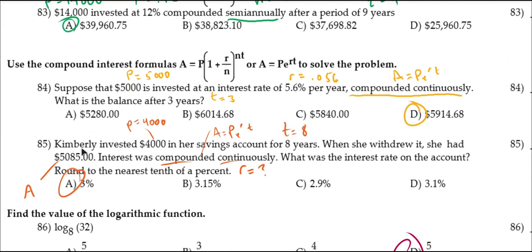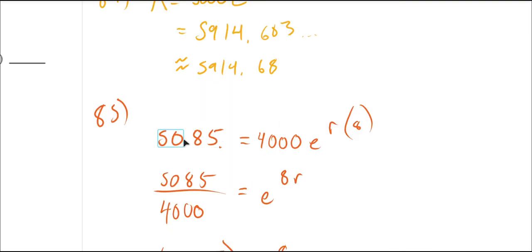Now, on the other hand, this one asks us for something a little different. It gives us the amount in the account after a few years. It tells us how much we put in initially, and it tells us how long it was in there for. What we don't know is the rate. So if we plug in everything we know into this equation, what we see is that r is the thing I have to solve for.